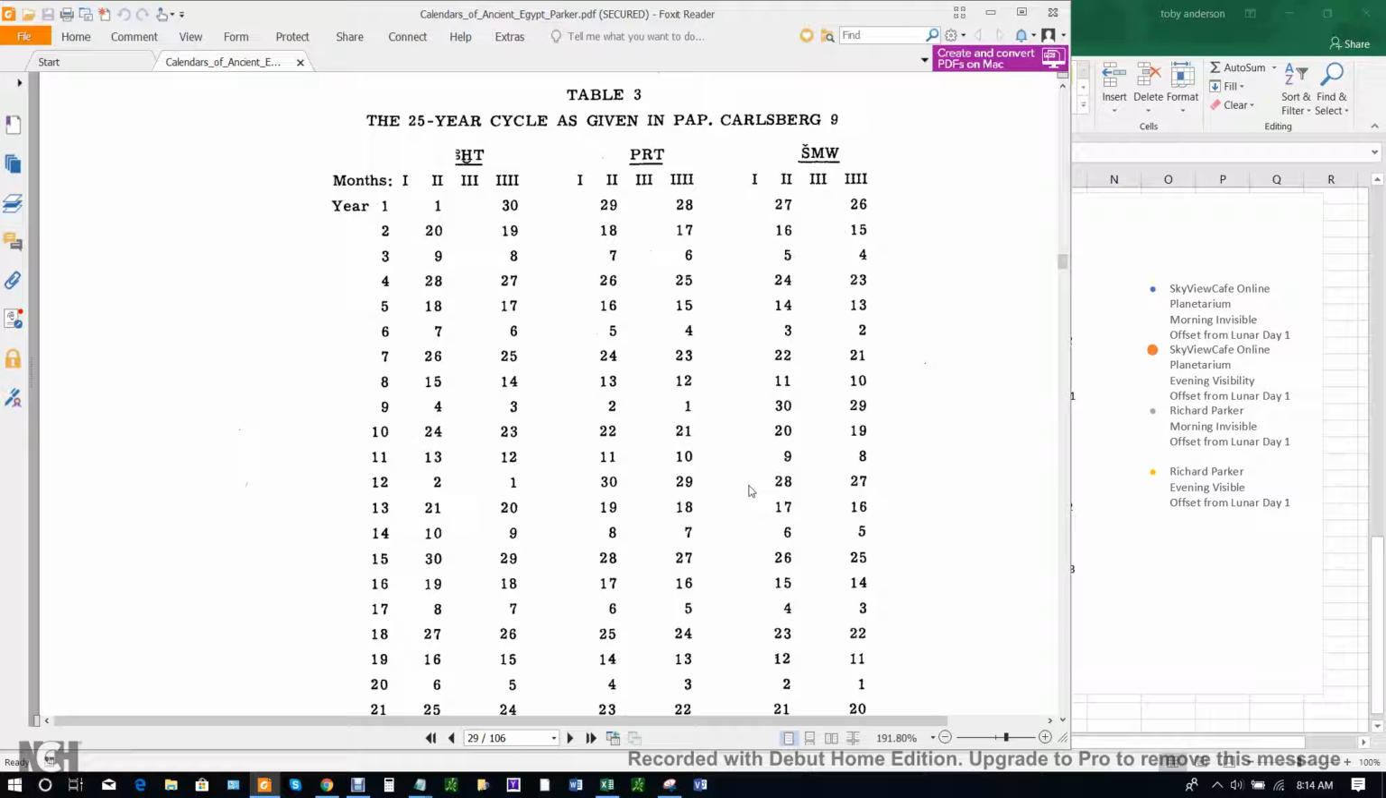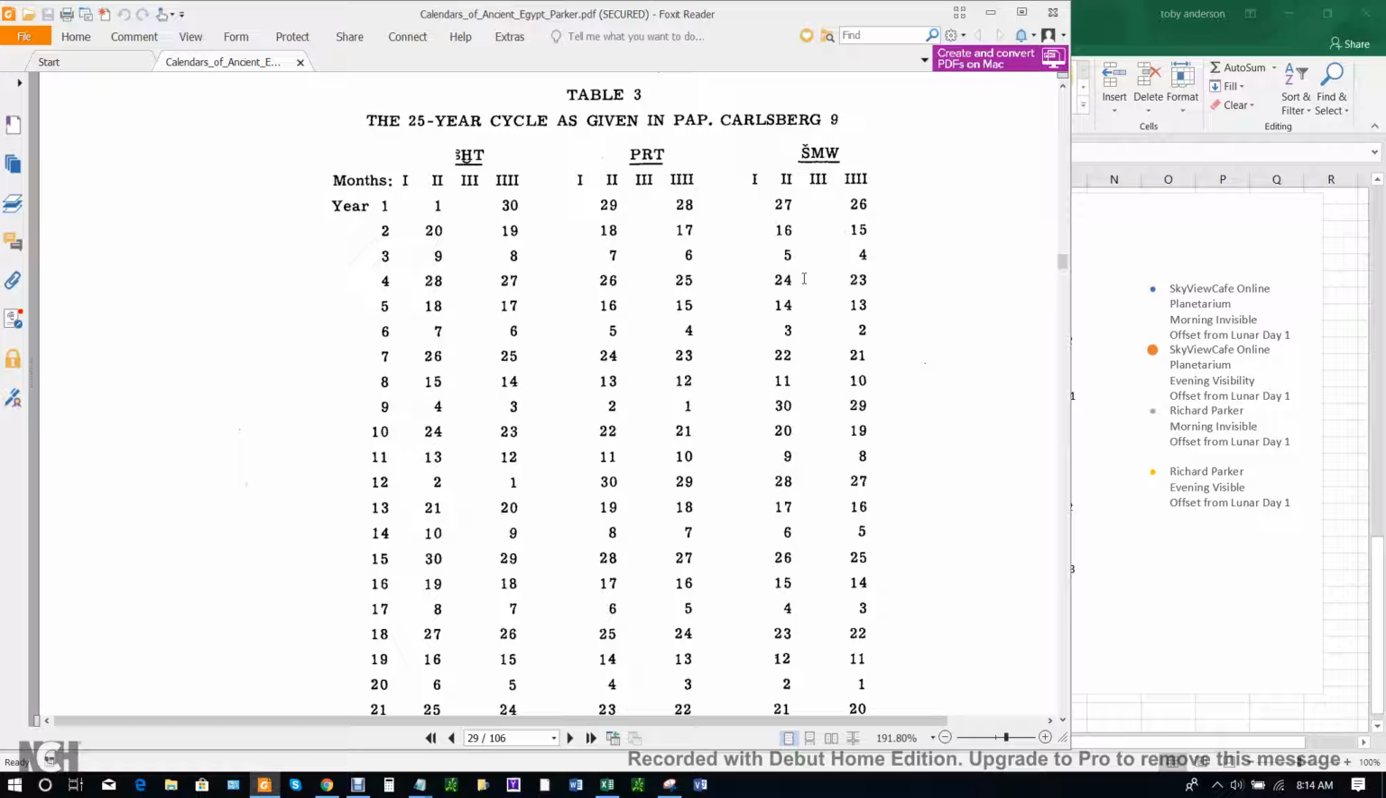Hey guys, I just wanted to give you a video on Richard Parker's famous Egyptian calendar. This is from his book called Calendars of Ancient Egypt. It seems like all the Egyptian scholars refer back to Parker, and he did an amazing work. But he has some errors in it, I think.